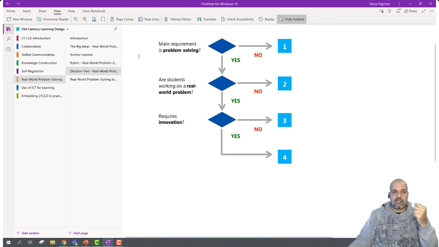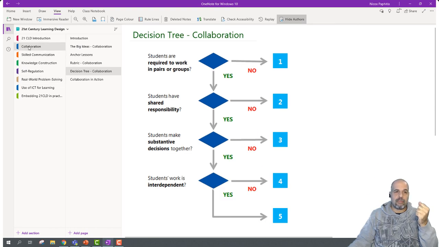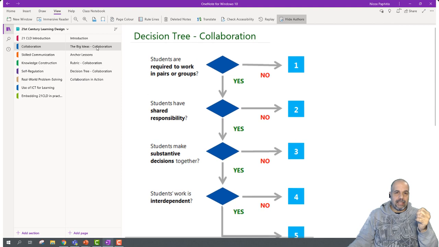Well, each one of these has got different areas to go to the next level: problem solving, real world problem, innovation. If we look at collaboration, you've got students are required to work in pairs, share responsibility, substantive decisions. What are all these? What do they mean? You really need to understand what these each level means and when it is actually being met. So to do that, you need to look at the big ideas.